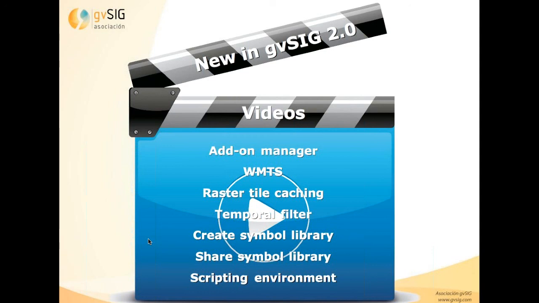In order to show off some of the functions of gvSIG 2.0, we have put together a few videos. These were similar videos that were used in the version of this webinar that was given in Spanish. So the first one is to look a little bit at the add-on manager, which Mario spoke about. Also the WMTS and raster tile caching, which are great ways to speed up the display of raster imagery. We're also going to look at how the settings in the temporal filter work, show how to create a symbol library and share that symbol library, and go into a little detail of the scripting environment.